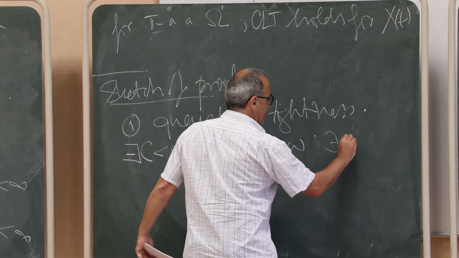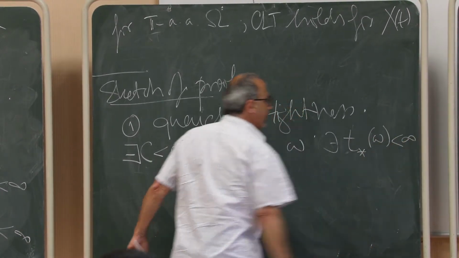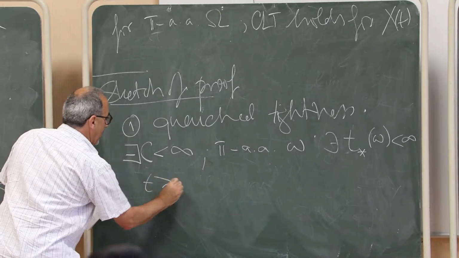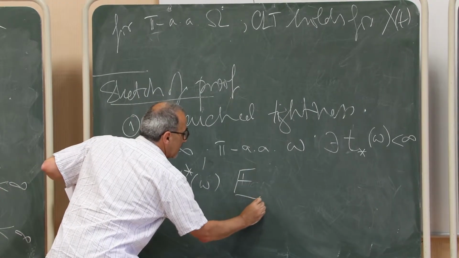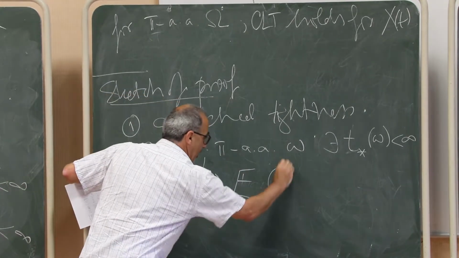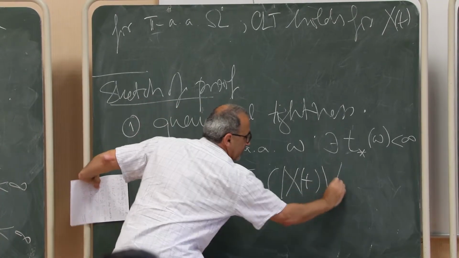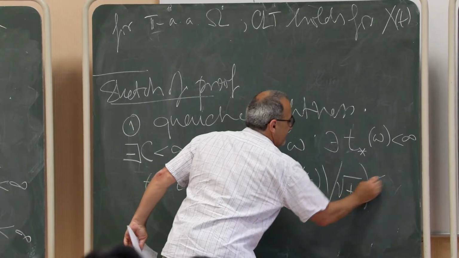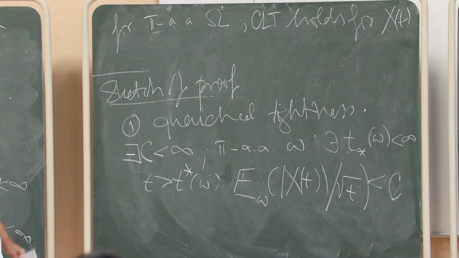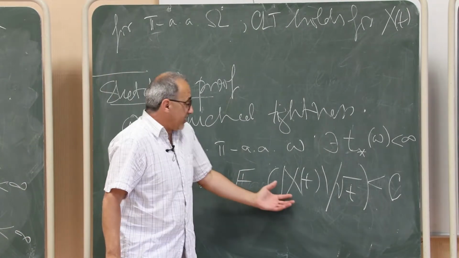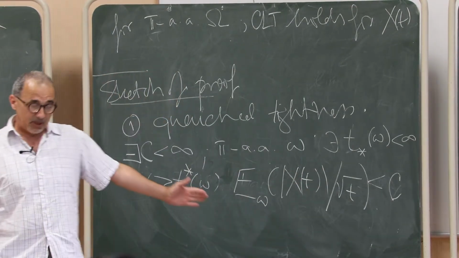there exists a T star of omega which is finite, such that for T larger than T star of omega, E_omega of the absolute value of X_t, divided by square root of t, is bounded above. So this means it's more than just tightness. It means a bound for the first moment of the properly scaled walk, and this is what I proved yesterday.